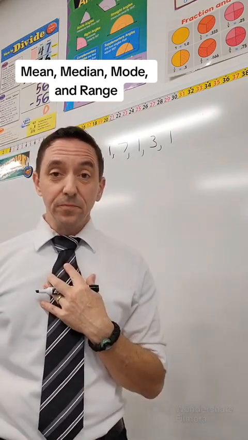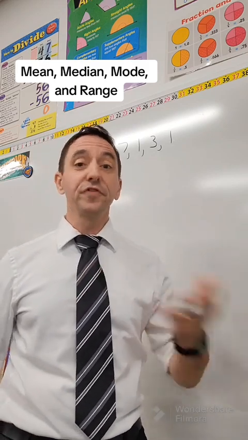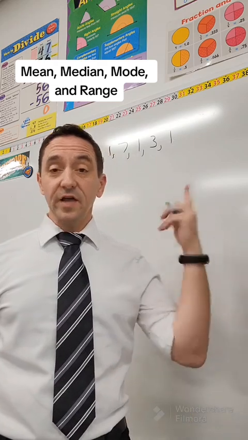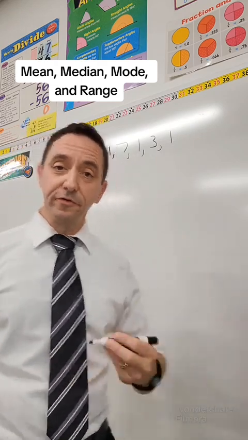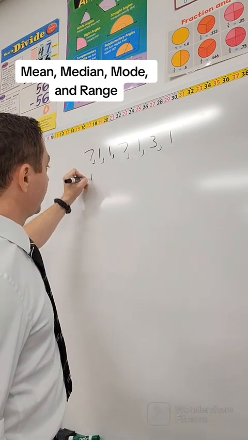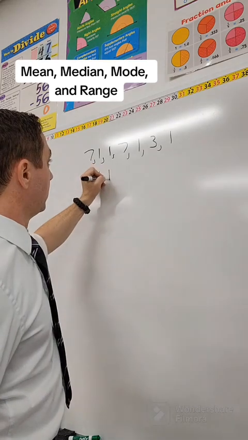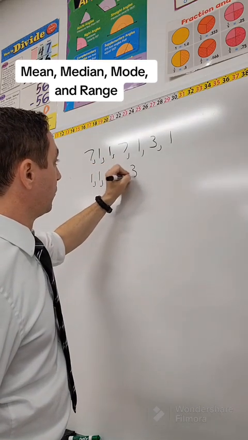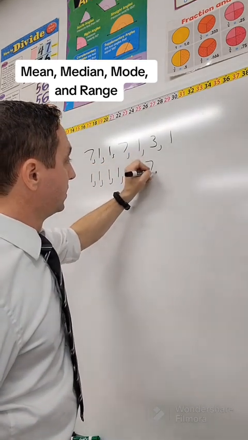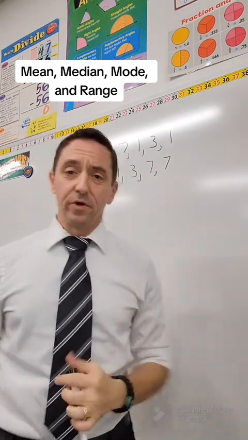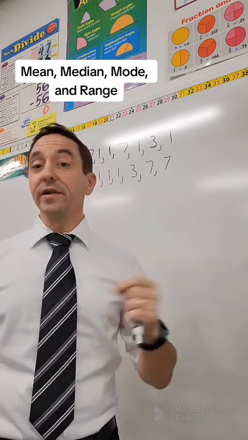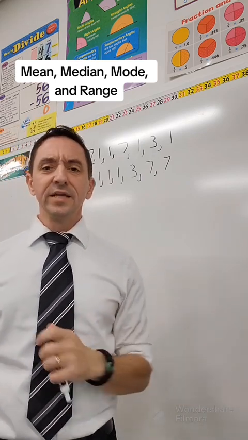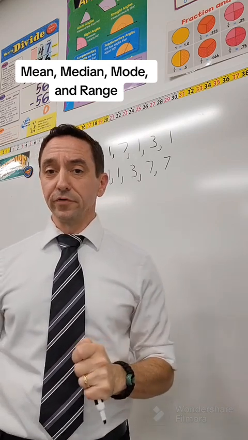Now, when I'm figuring out mean, median, mode, and range, the first thing I always do is put my data in order from least to greatest. So I'm going to do that first. I'm going to rewrite my data: 1, 1, 1, 1, 3, 7, 7. Now what I've done is I made my data a little bit easier to understand and to work with. Let's jump in with a couple of the easy ones first.